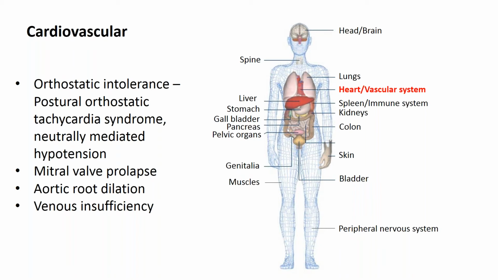Mitral valve prolapse is another feature in the heart, and aortic root dilatation is one of the current criteria for hypermobile EDS. And venous insufficiency is a phenomenon where the veins do not adequately return the blood from the periphery to the central part of the body, back to the heart, and to receive oxygenation in the lungs. So venous insufficiency can play a really important role in orthostatic intolerance.